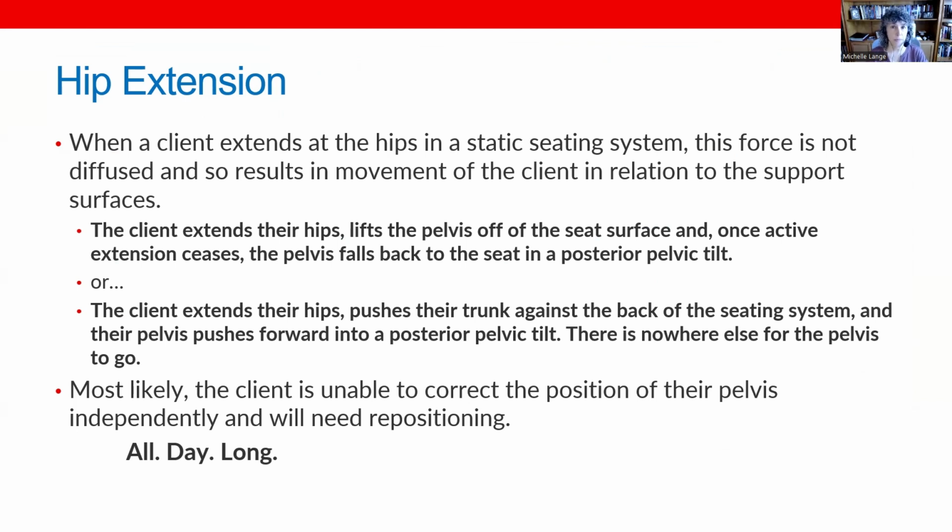So, for example, maybe the client is extending at their hips. They lift their pelvis off the seating surface. And then once that active extension ceases, the pelvis may fall back to the seat in a posterior pelvic tilt. The client may also extend at their hips, pushing with their trunk against the back of the seating system, and that leverage pushes the pelvis forward into a posterior pelvic tilt. And these clients often are unable to reposition themselves.